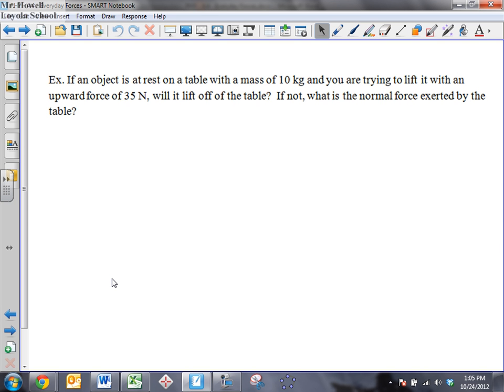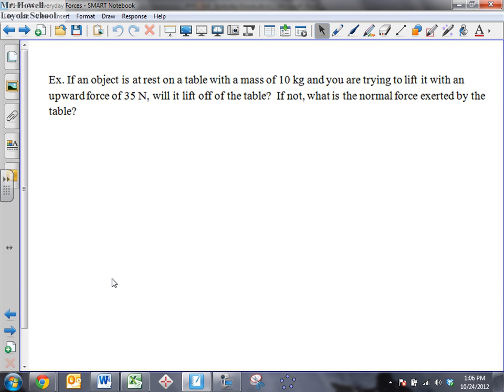So here's our example for today. If an object is at rest on a table, and the object's mass is 10 kilograms, and you're trying to lift it with an upward force of 35 newtons, will it lift off the table? That's our first question. If not, if it still is on the table, what is the normal force exerted by the table? Take a second to write it down.